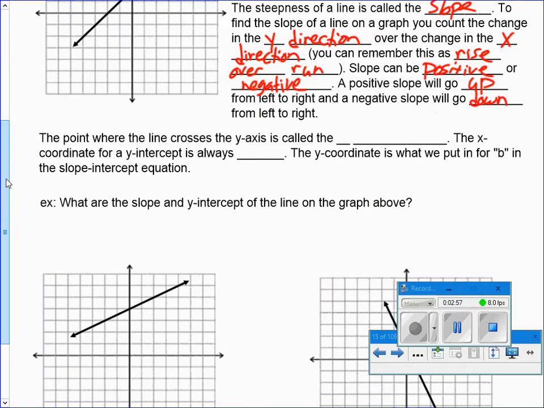Same thing with the y-intercept. The y-intercept is the point where the line is going to cross the y-axis. The x-coordinate for the y-intercept is always 0, because anything on the y-axis has an x-coordinate of 0. So any y-intercept is going to have a coordinate that looks like this: (0, b). And that b is what we put into the equation, the y-coordinate only.